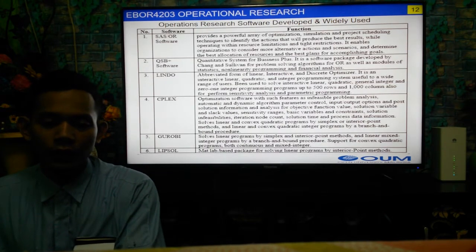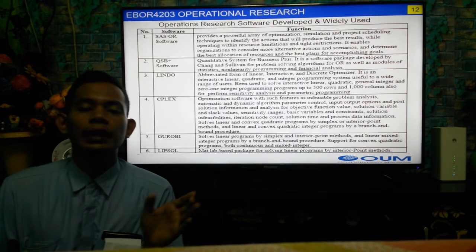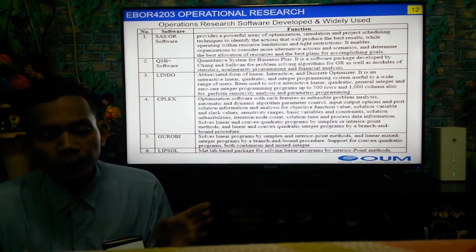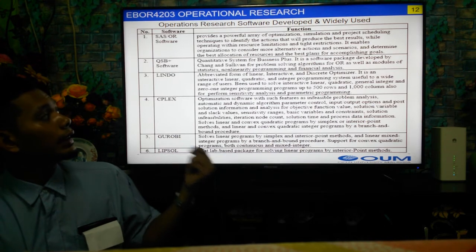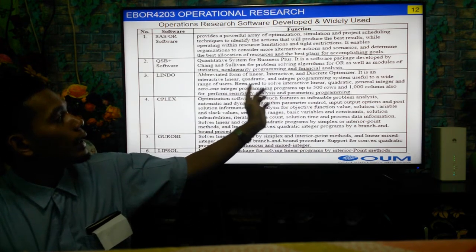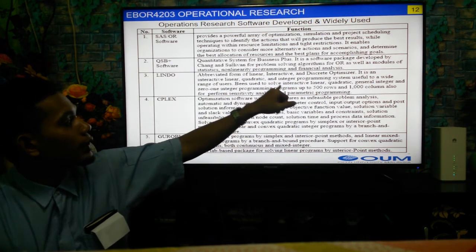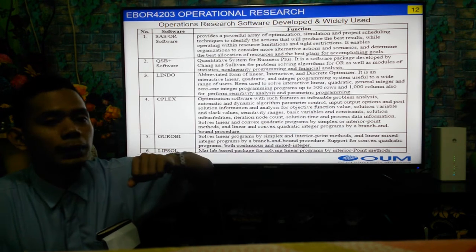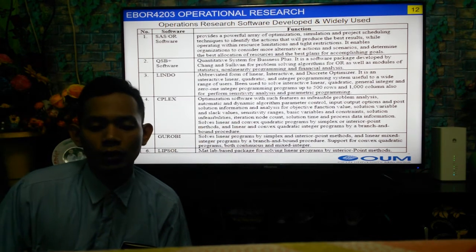Next is operational research software that has been developed and widely used. For example, SAS operational research software provides a powerful array of optimization, simulation, and project scheduling techniques to identify actions that will produce the best results. The second is QSB Plus, the quantitative system for business. The third is LINDO, a linear, interactive, and discrete optimizer. And there is also famous software like CPLEX, Gurobi, and lp_solve.